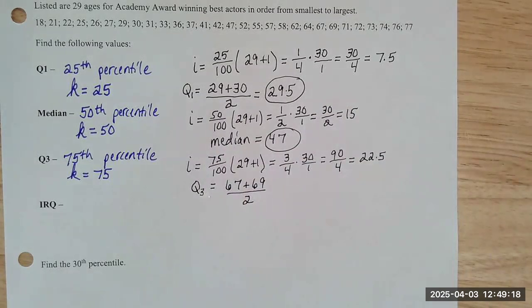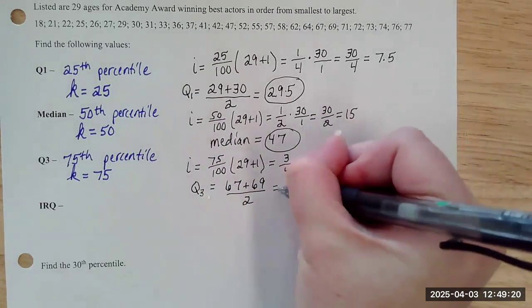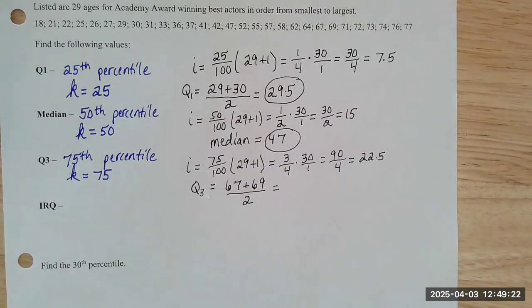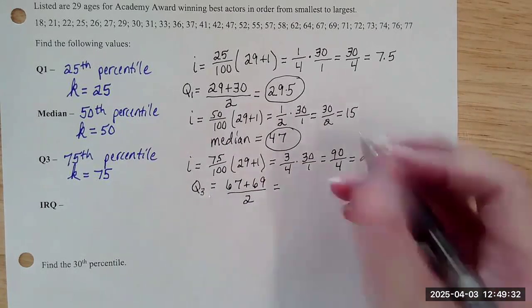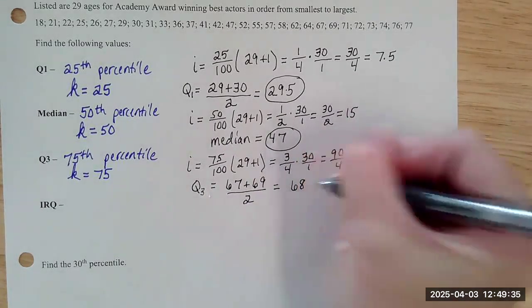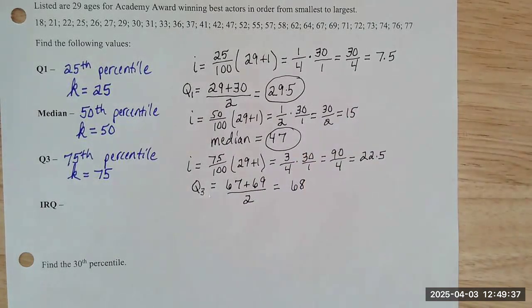Did you get a whole number or a decimal for your final answer? Whole number. 67 plus 69 divided by 2 is asking what number is right in between 67 and 69. Did you get 68? Yeah. 68 is the third quartile. Beautiful.